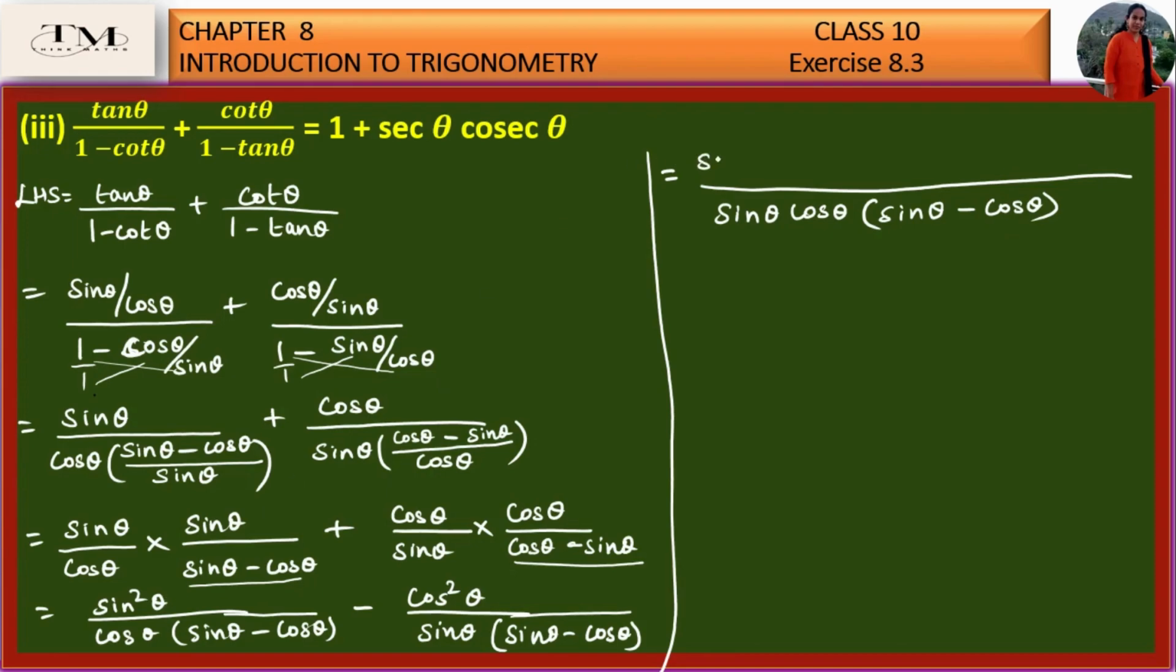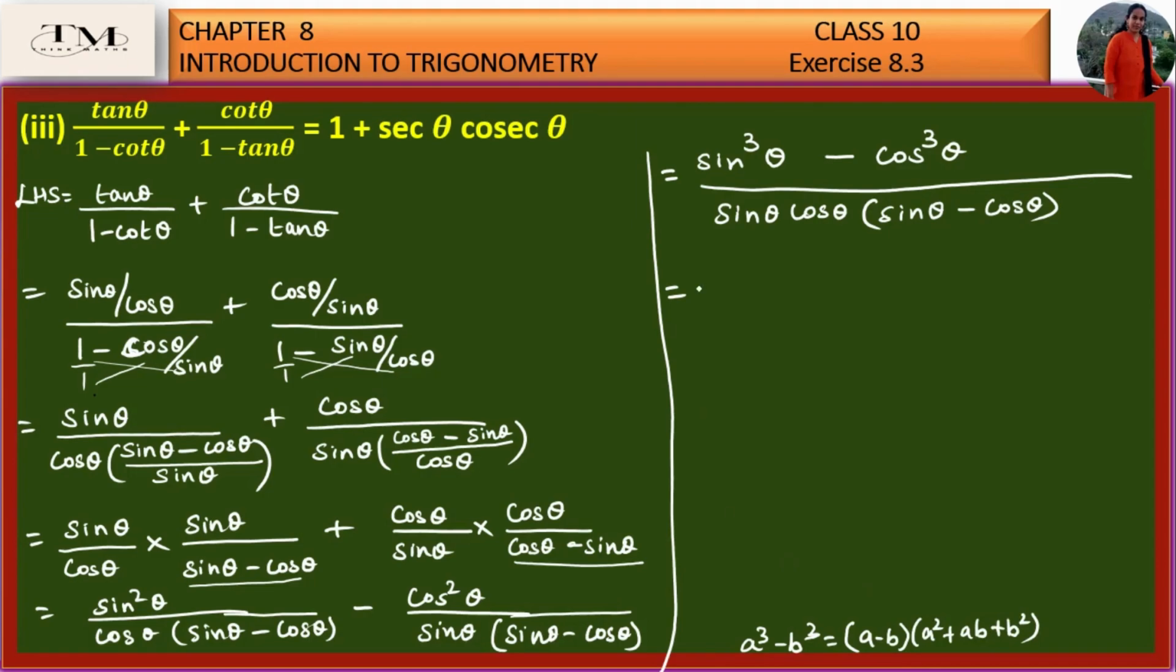So sin square theta into sin theta is sin cube theta, minus, what is missing here? Here cos theta is missing. What are the terms in the denominator? They should be present here. Here we have sin theta and sin theta minus cos theta. Only cos theta is missing, so multiply the numerator with that cos theta. So cos square theta into cos theta is cos cube theta. So this is a cube minus b cube. What is a cube minus b cube? It is nothing but a minus b into a square plus ab plus b square.